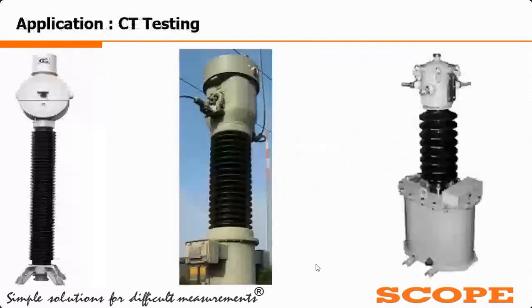Then let us move ahead to the applications of primary injection testing. As I said, the first application is CT testing. It is one of the important applications in the substation that as per the IEC guidelines, we need to conduct a ratio test of the current transformer once in 6 months or once in a year. As per the recommendation, we have to do this.